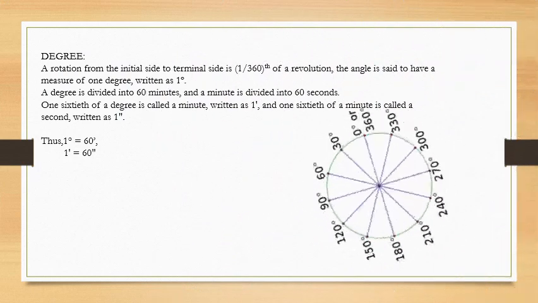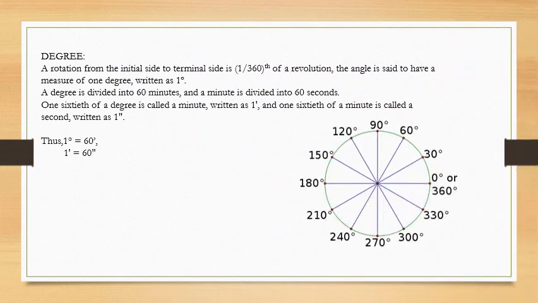A rotation from the initial side to the terminal side of 1/360th of a revolution is said to have a measure of 1 degree, written as 1°. A degree is divided into 60 minutes, and a minute is divided into 60 seconds. 1/60th of a degree is called a minute, written as 1′, and 1/60th of a minute is called a second, written as 1″.